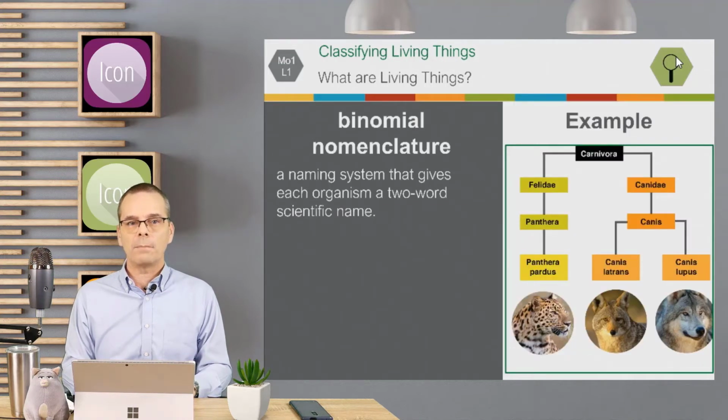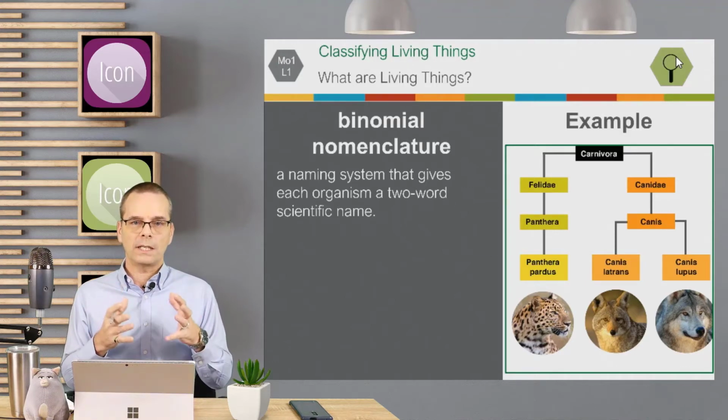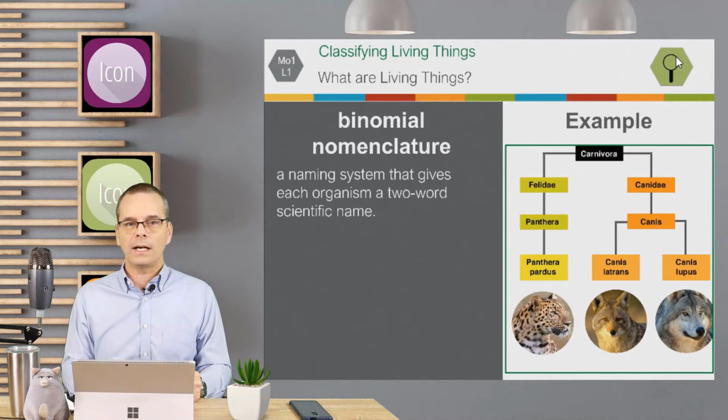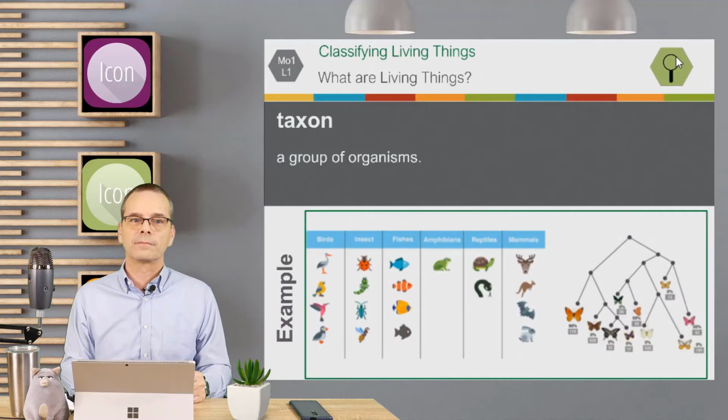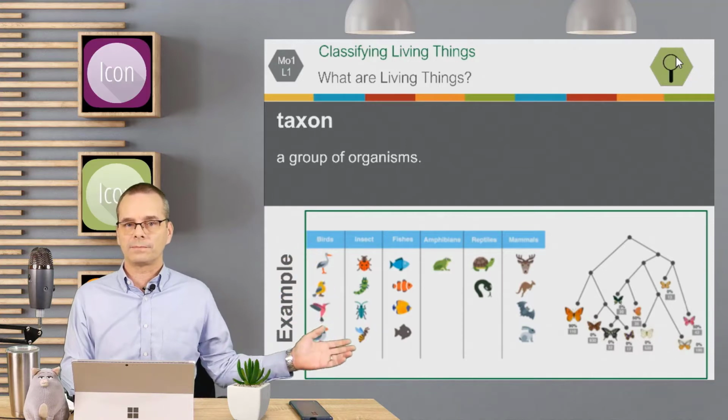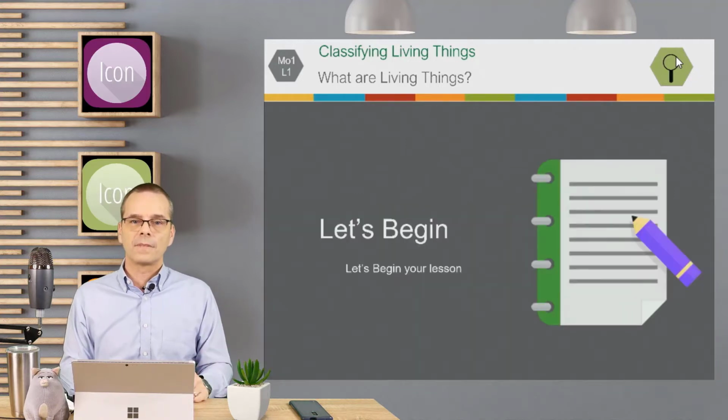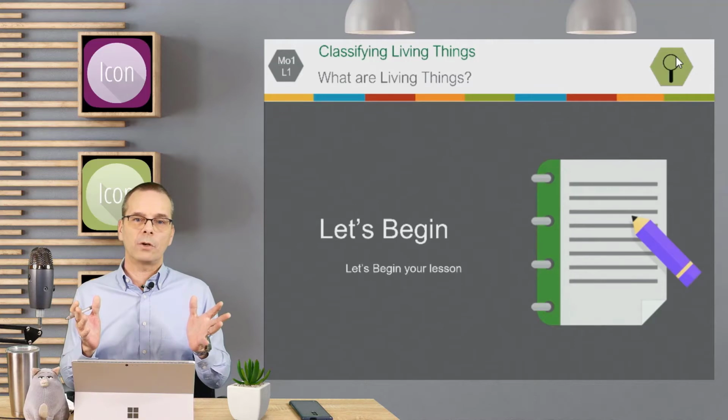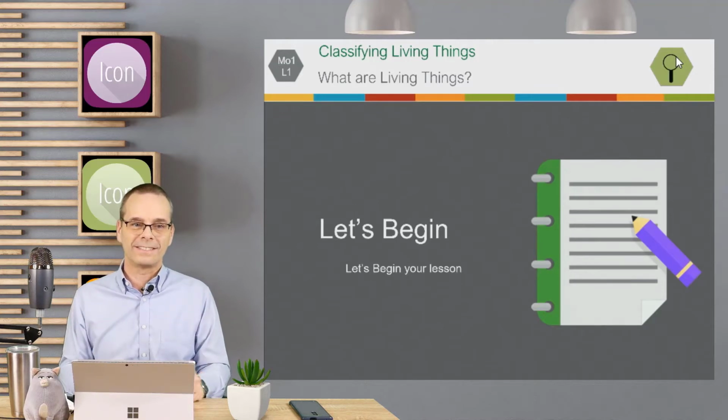Another word is binomial nomenclature. Binomial nomenclature is a naming system that gives each organism a two-word scientific name. You'll see this all the time. For example, we are Homo sapiens. You also have taxon. A taxon is simply a group of organisms. So now that we've done our key vocabulary, let's go ahead and begin our lesson.